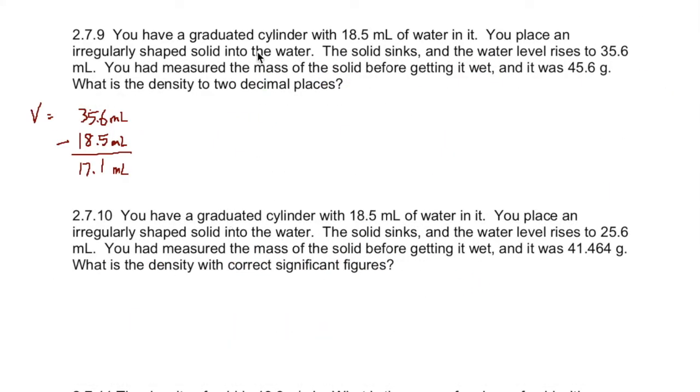Okay, here we have a density problem where the volume is measured with liquid displacement. So we start at 18.5 milliliters as the liquid level, and the volume increases to 35.6 milliliters. That's a difference of 17.1 milliliters. These volume measurements go 1 past the decimal, and so our answer has uncertainty 1 past the decimal.